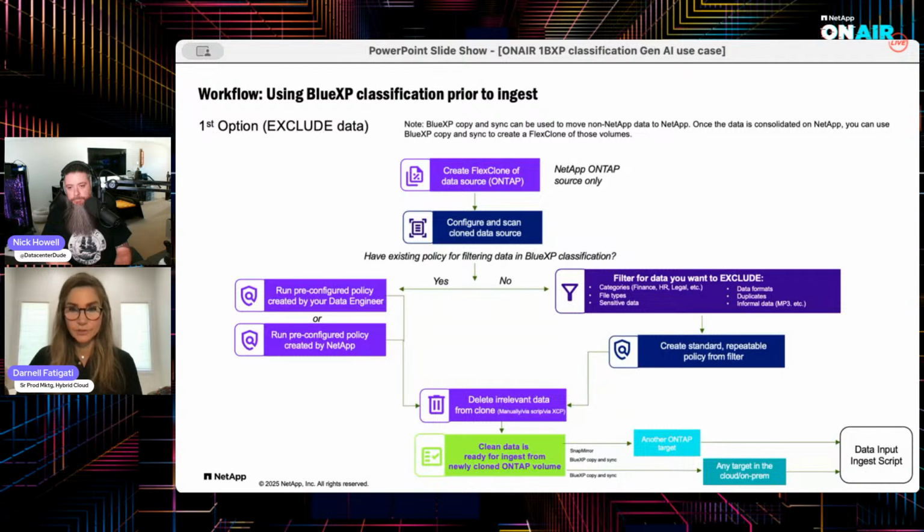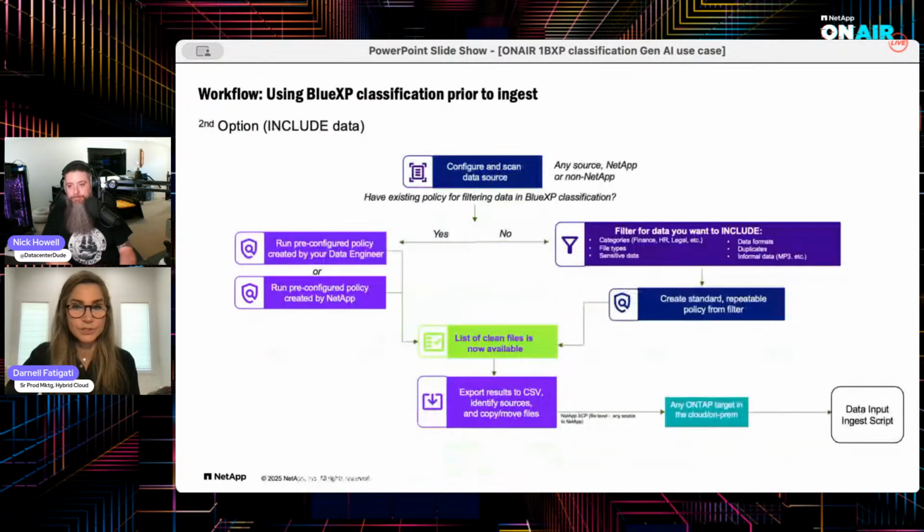So filter, create your policy, and then you're left with the information that you want to exclude. You could delete that from that clone. And then in that clone, you're left with the stuff that you didn't exclude. That becomes your ingest of what you're going to train on. So now that's a volume of clean data, with all of the stuff you said you didn't want excluded. So that's one way of doing it.